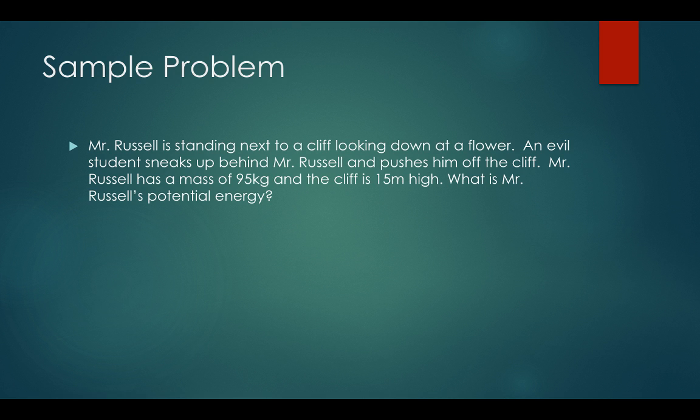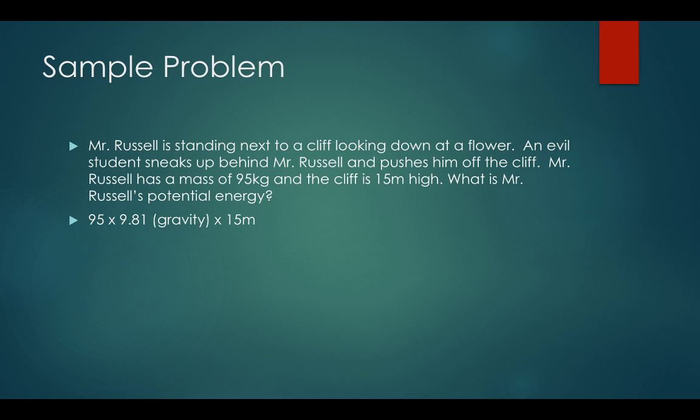So here's another sample problem. Mr. Russell is standing next to a cliff looking down at a flower. An evil student sneaks up behind Mr. Russell and pushes him off the cliff. Mr. Russell has a mass of 95 kilograms, and the cliff is 15 meters high. What is my potential energy going to be here?